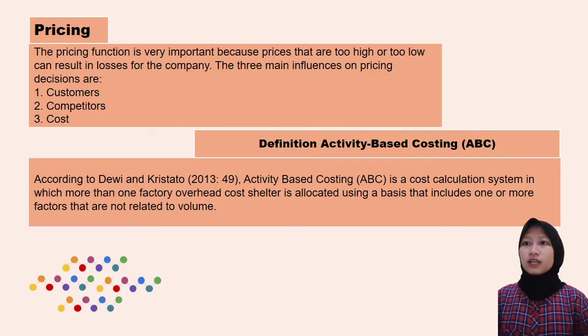Pricing. The pricing function is very important because prices that are too high or too low can result in losses for the company. The three main influences on pricing decisions are: first, customer; second, competitors; third, cost. Definition: activity-based costing. According to Dewi and Kristanto, 2013, activity-based costing is a cost calculation system in which more than one factory overhead cost pool is allocated using a basis that includes one or more factors that are not related to volume.